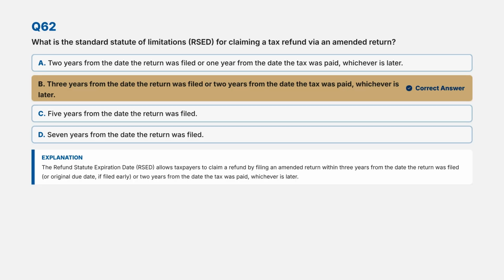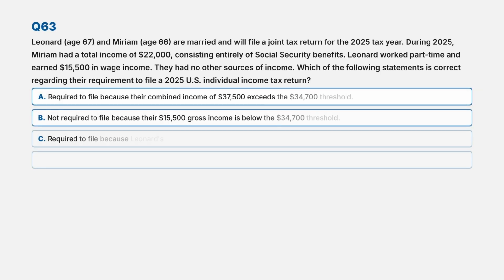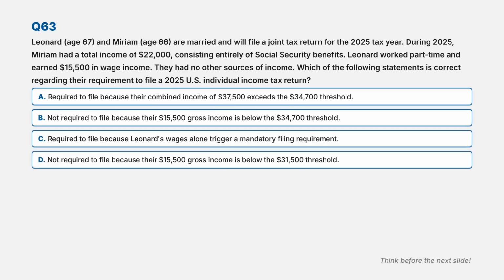Let's keep the momentum going with question 63. Question 63. Here's the scenario. Leonard, age 67, and Miriam, age 66, are married and will file a joint tax return for the 2025 tax year. During 2025, Miriam had a total income of $22,000, consisting entirely of Social Security benefits. Leonard worked part time and earned $15,500 in wage income. They had no other sources of income.